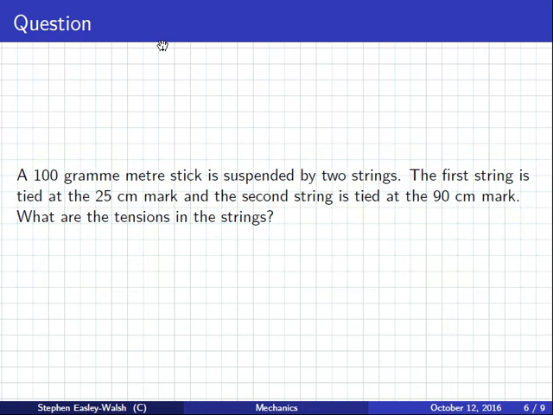Here is another one, and this is a very common exam question. So again, you can write or draw, and I'll do it. You have a 100-gram meter stick.